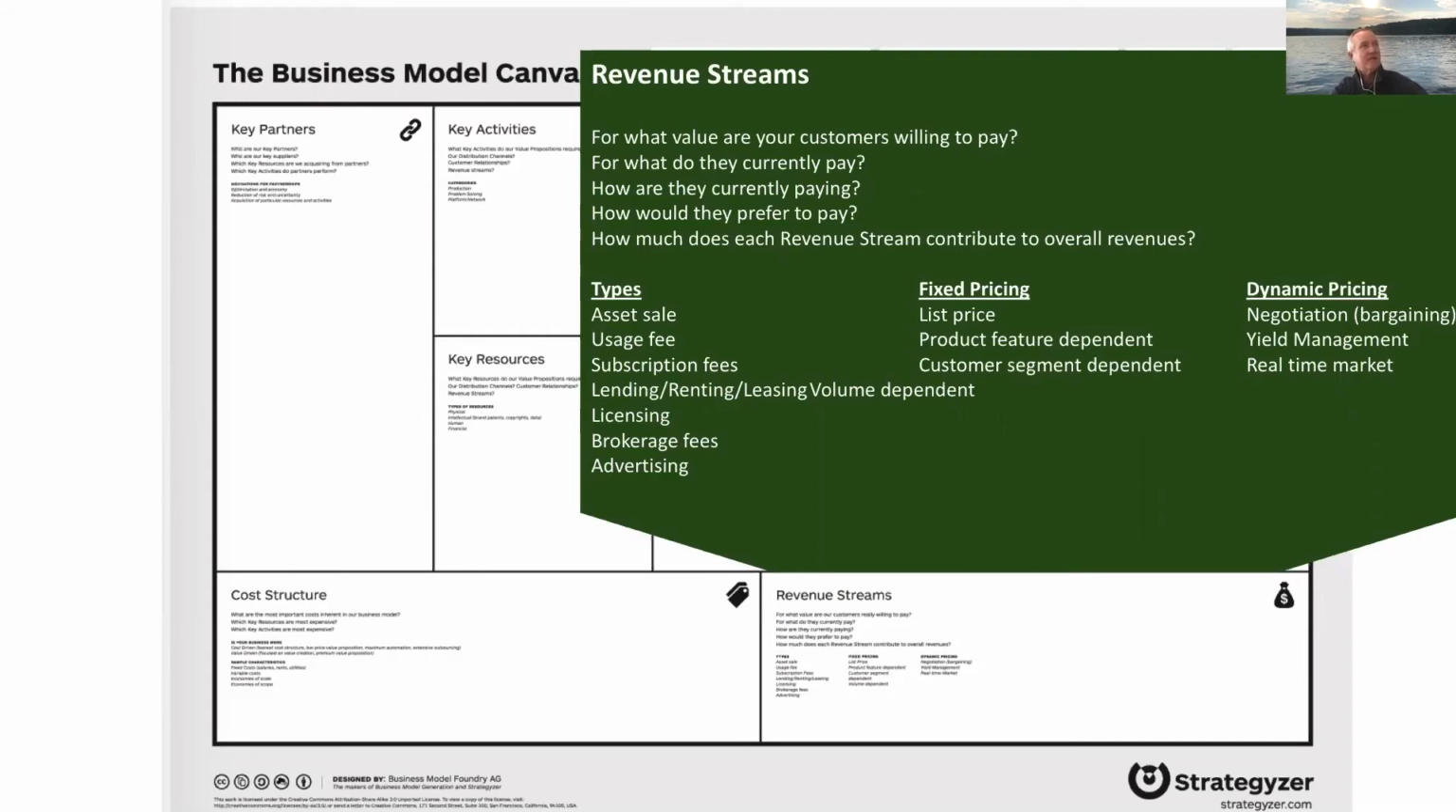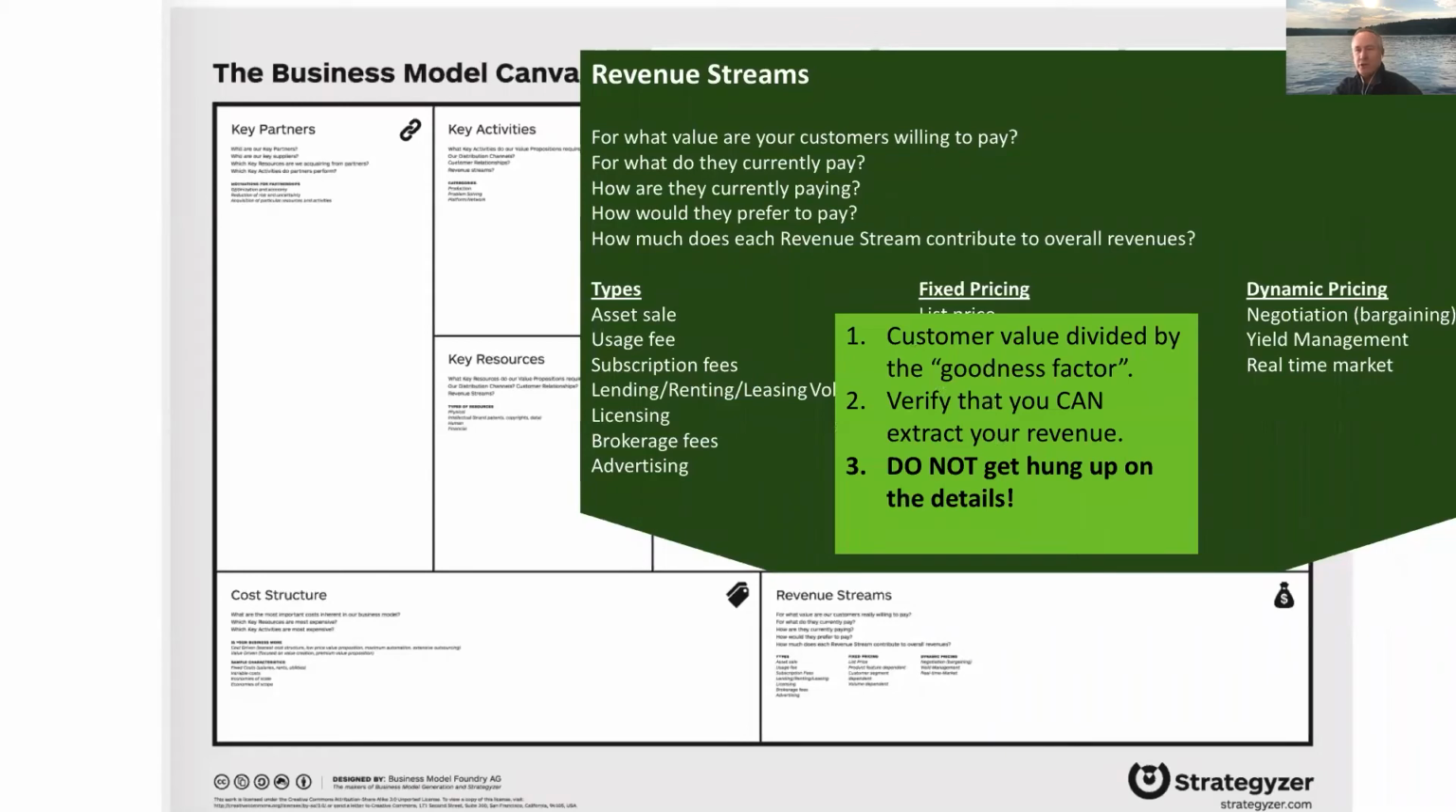And there's lots of types of pricing that could come out of this. You could sell it as an asset. You could charge a subscription fee. You could do dynamic pricing or fixed pricing. And all of the detail is here on the business model canvas. And now I'm going to throw you a loop. I've told you that detail is important. And here I'm going to tell you not to worry about the detail.